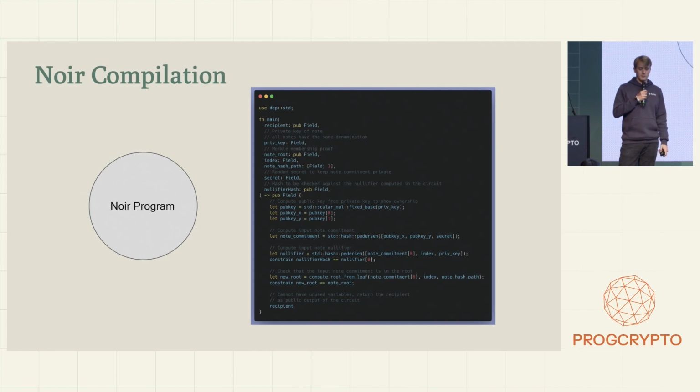So first we have our Noir program, and this is just an example of a classic private transfer circuit where you have a note, commitment, and nullifier, and you want to prove that you have some note in a tree.